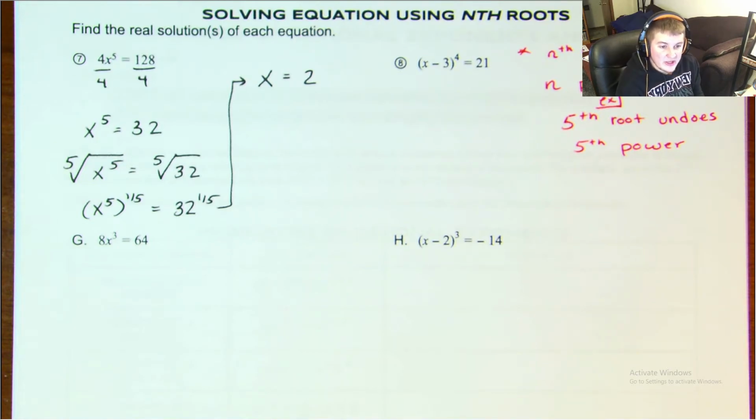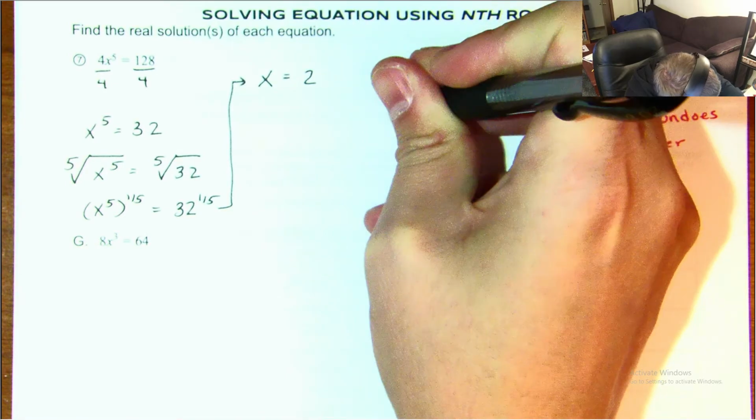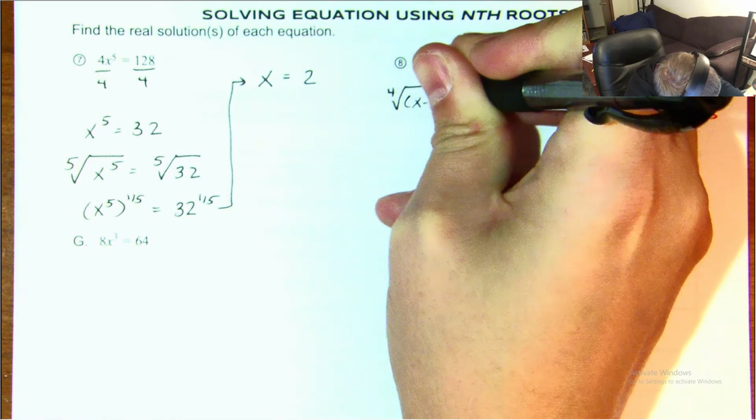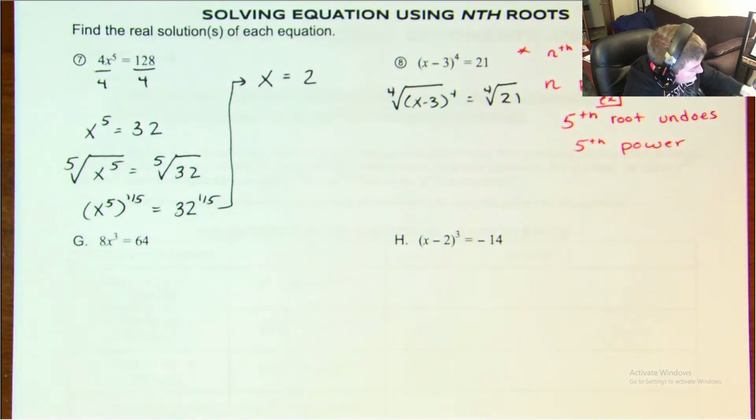Okay, so now I'm looking at 8. So I have x minus 3. That quantity is to the 4th power. So since that whole quantity is to the 4th power, I can go ahead and take it to the 4th root. Okay, 4th root is the same as 1/4 power.